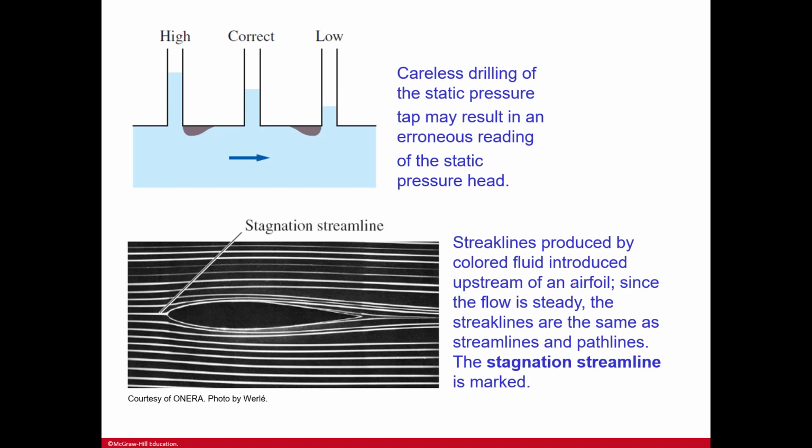Streak lines produced by colored fluid introduced upstream of an airfoil. Since the flow is steady, streak lines are the same as streamlines and path lines. So remember, if the flow is steady, these are the same. They're all equal. And the stagnation streamline is marked right here. So now we are kind of peeling back the layers of the individual streamlines, the individual ones.